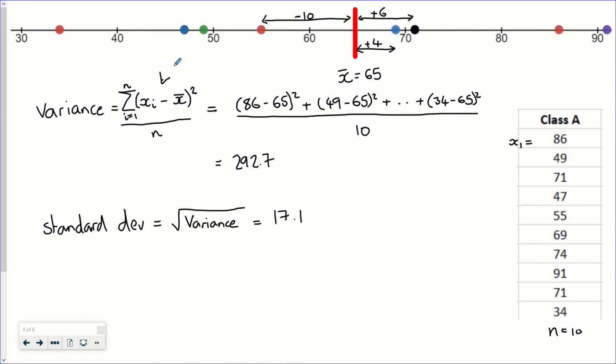In your formula book, you'll see this written as SXX over n, instead of that numerator. So whenever you see SXX, it gives you the sum of the squared distances to x bar.